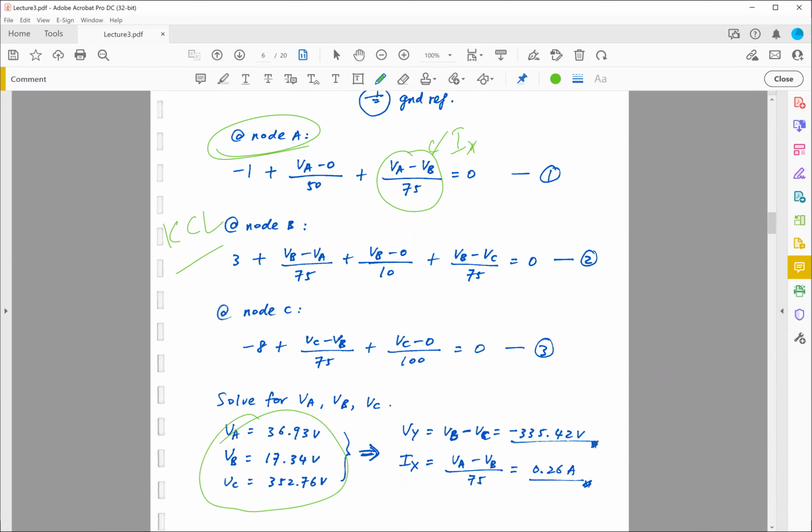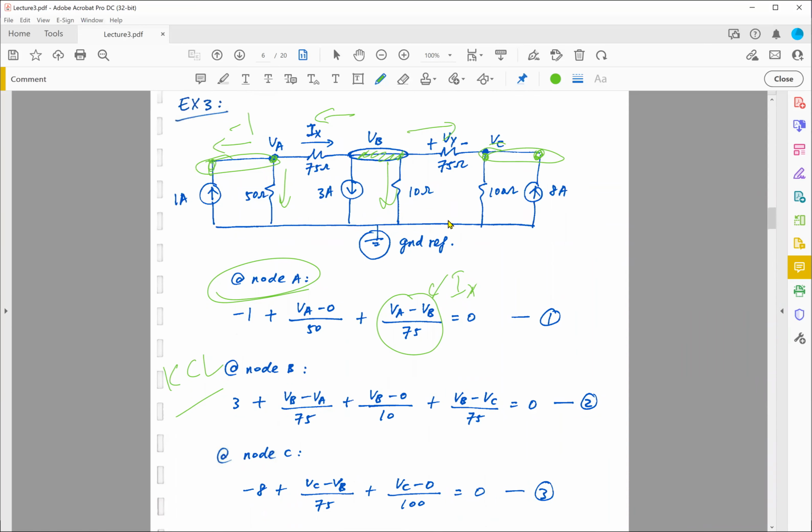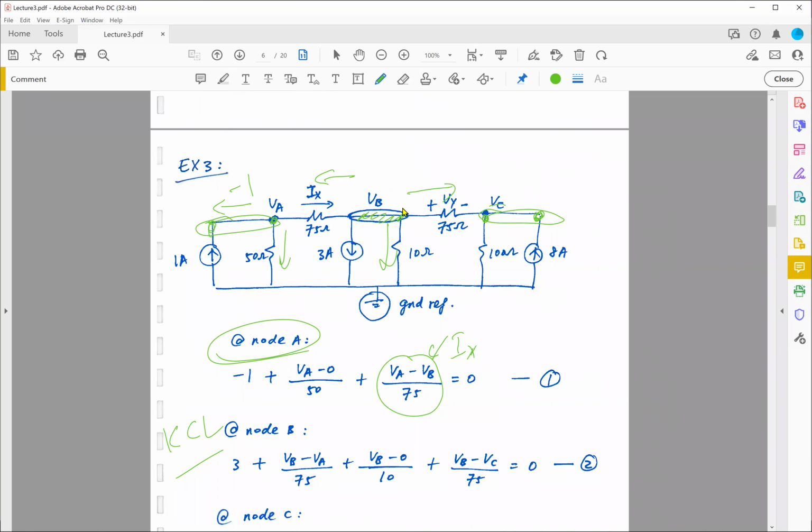Now, assuming we have done the math behind the scene, VA is equal to 37, VB is 17, VC is 352.76 volts. Based on these numbers, we can go ahead and calculate Ix and Vy. So first of all, Vy is equal to the potential difference between node VB and VC. So you see that I have plus here and minus there, right? So this is the way I define my Vy. So to calculate Vy, I need to take the voltage at VB minus the voltage at VC.